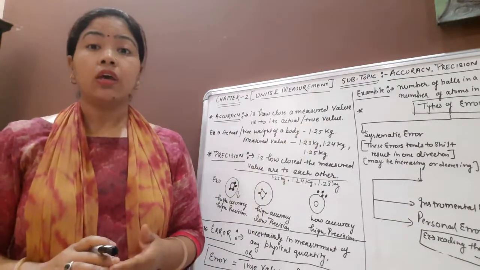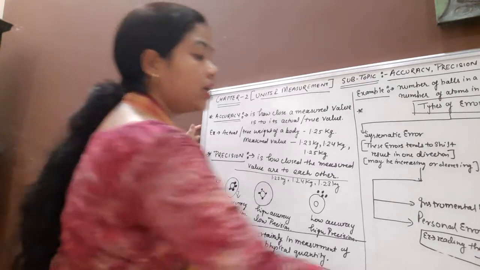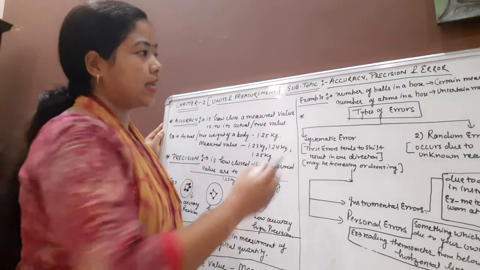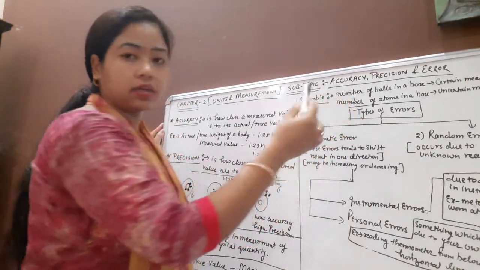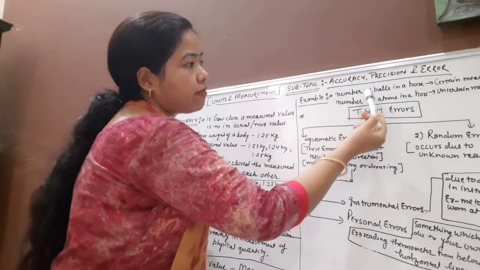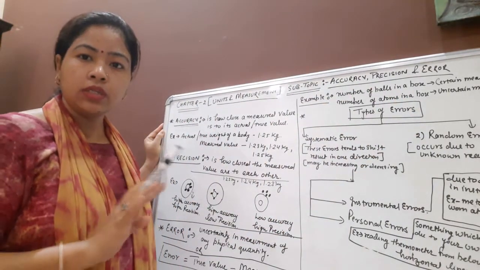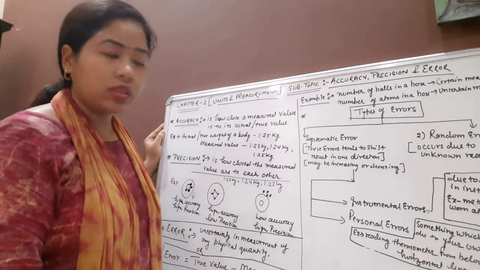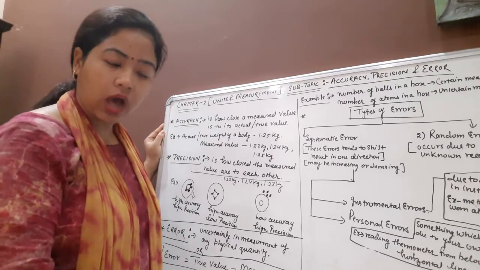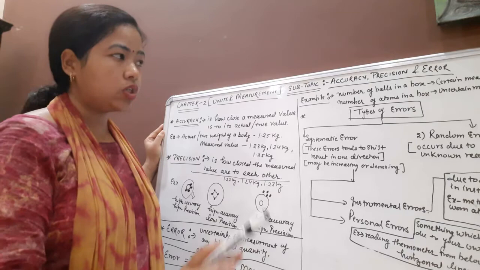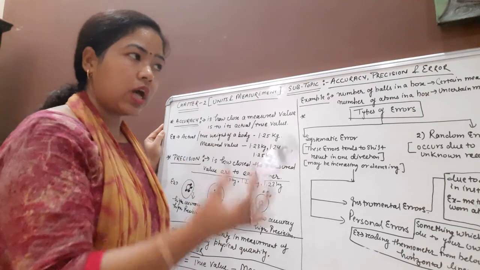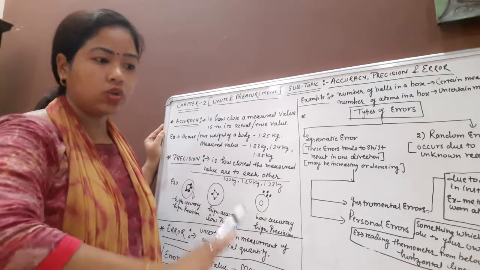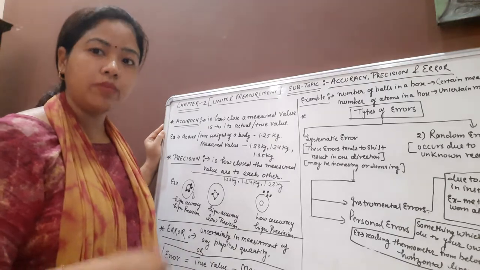Now we will understand this terminology with the help of an example. Suppose we count the number of balls in a box. Suppose there are 10 balls in a box and someone tells you to count the balls in the box. Then you will count all the balls and tell them this is the number of balls in the box. Then you are very sure about your measurement.